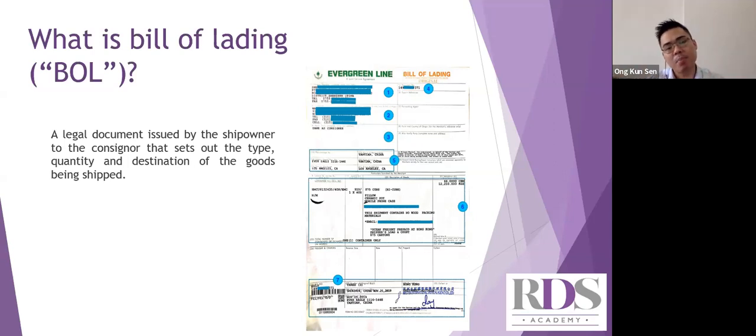So generally, a bill of lading is also a contract. A bill of lading is a legal document issued by the ship owner to the consignor, which sets out the type, the quantity, and the destination of the goods. So this is what a bill of lading is.